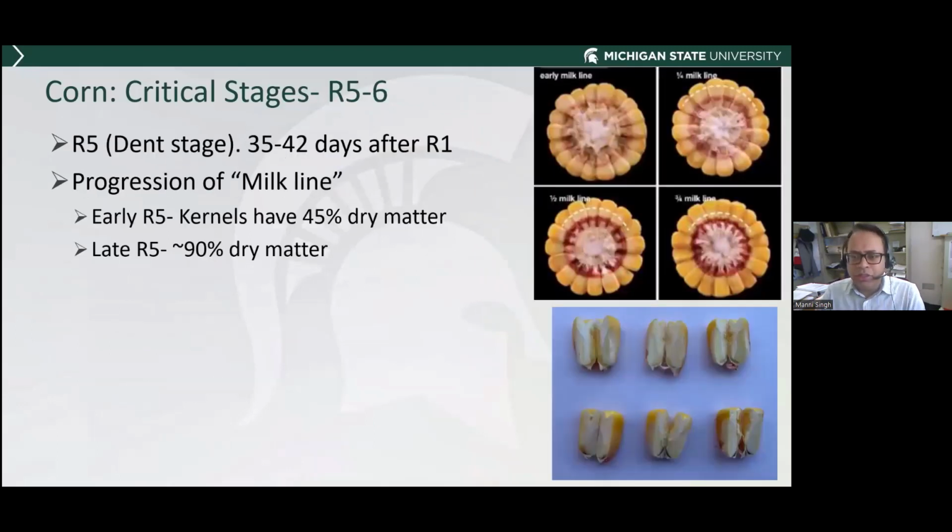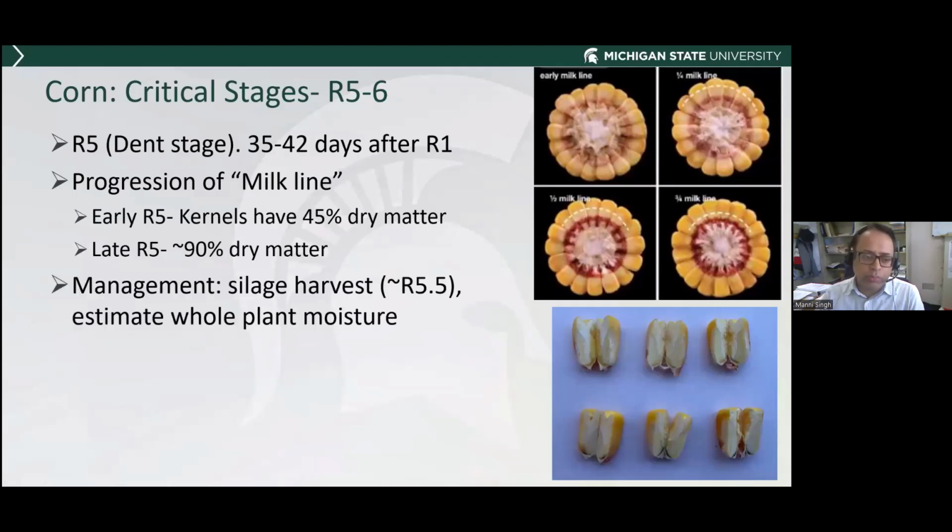Next one, dent or R5, is another critical stage. This is where we actually start seeing the kernel progress towards accumulation of starch. As you can see in this progression of milk line, it starts from the top of the ear at 1/4 milk line. We are less than 50% dry matter. So any stress can still impact our yield a lot, right? And as we progress towards this 3/4 milk line, now we are almost at 90% yield. In terms of management for silage growers, the good idea is to target about half milk line.